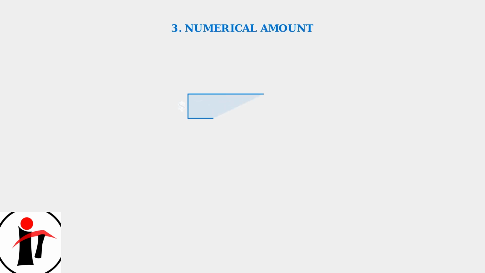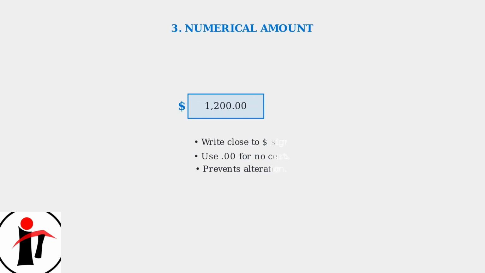Third, the numerical amount box displays the dollar amount in numbers. Write the amount close to the dollar sign to prevent alterations. Use decimal points for cents, and if there are no cents, write .00.